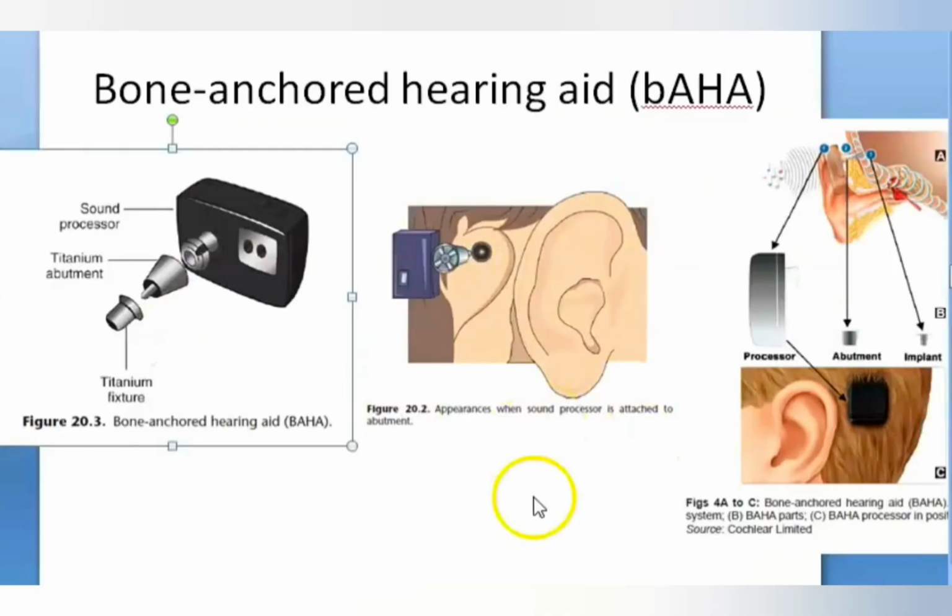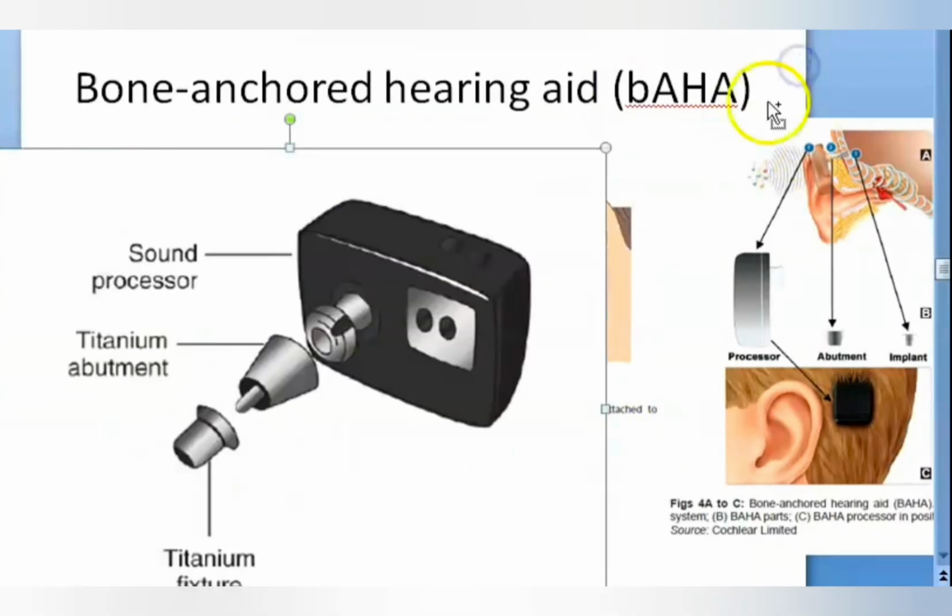So Baha consists of basically the implantable inside device, a titanium fixture. Then there is an abutment that is fixed and comes out of the skin. To this abutment, you put a sound processor. So it consists of three parts: the fixture inside, then the abutment that comes from the skull bone to the skin outside, and the sound processor that fits to the abutment. Sometimes the abutment gets infected, and a lot of care of that abutment has to be done.